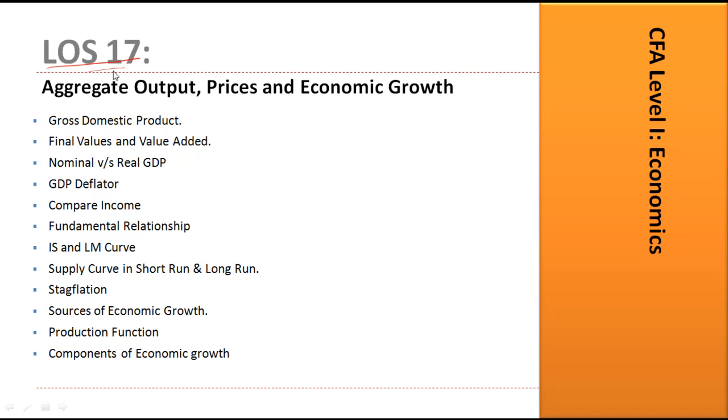LOA 17 is about the aggregate output of the economy, the prices, their relationships and economic growth. So we are going to look at the GDP, gross domestic product, the final values and the value added, then nominal GDP versus real GDP, what is the deflator factor, how to compare income of an economy over the period.